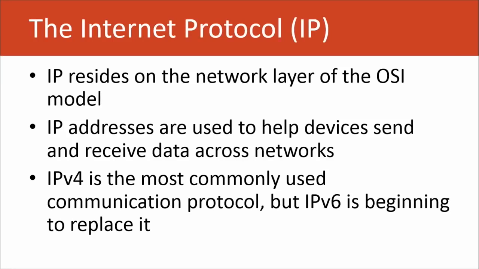The Internet Protocol resides on the network layer. Recall that from our detailing of the OSI model. IP addresses are used to help devices send and receive data across networks. Remember that they are very much like our mailing addresses. If you mail something to your mom or to a friend, it's the same way computers communicate: they use addresses to make sure that information goes to its intended destination. IPv4 currently is the most commonly used communication protocol, but IPv6 is starting to replace it, and it's being used more and more widely everywhere.